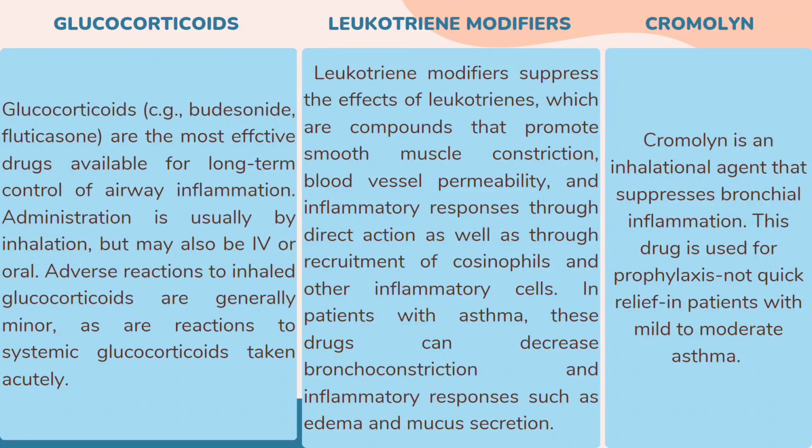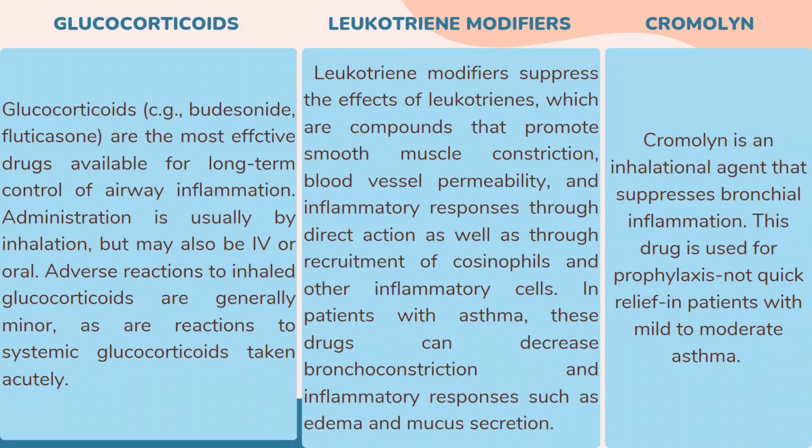Mechanism of action. Cromolyn suppresses inflammation. It does not cause bronchodilation. The drug acts in part by stabilizing the cytoplasmic membrane of mast cells, preventing release of histamine and other mediators. In addition, cromolyn inhibits eosinophils, macrophages, and other inflammatory cells.